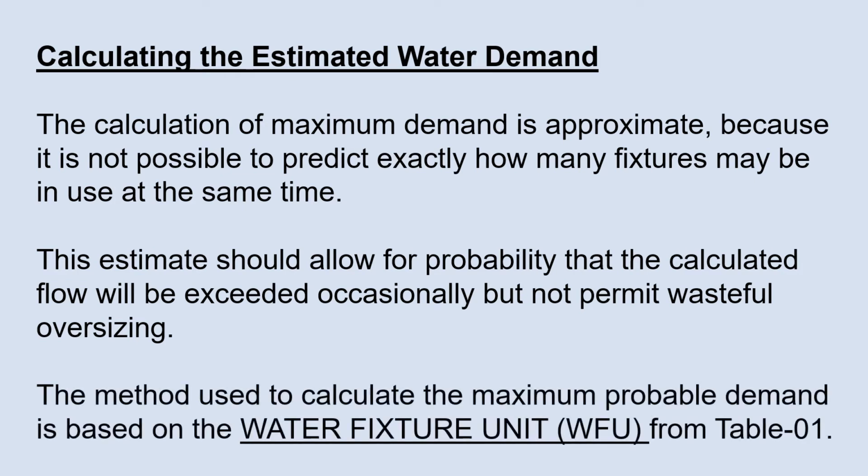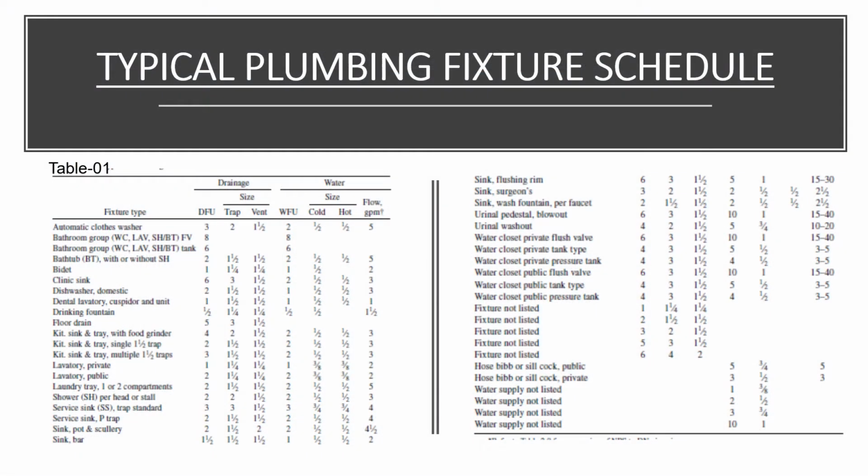The method used to calculate the maximum probable demand is based on water fixture units, which is WFU, from Table 1. This is a picture showing a typical plumbing fixture schedule where you can see fixture type and water fixture units.